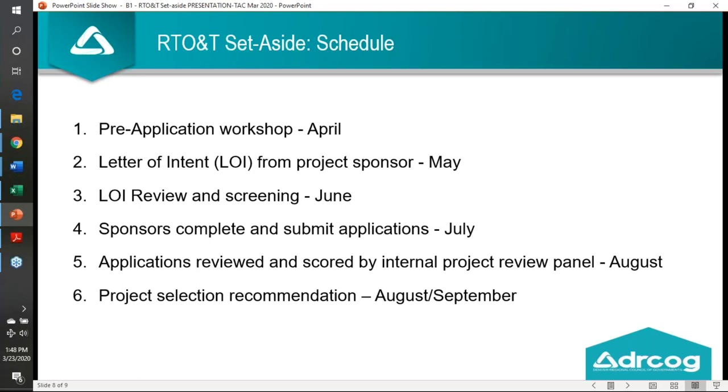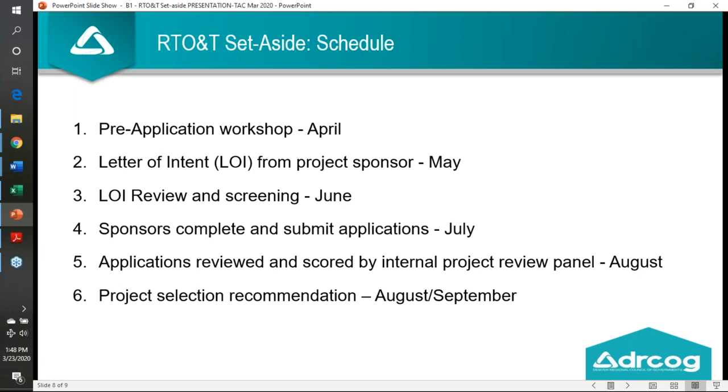We're going through an overall process similar to the recent set-aside programs that have been acted on in the last few months. First, the applicants will complete a letter of intent, I forget the exact date, but sometime in May. That letter of intent, or LOI, will go through a review and screening process, and we will also involve the RTO working group on that, and then sponsors will be invited to complete and submit their applications. Right now, looking like a deadline in July.